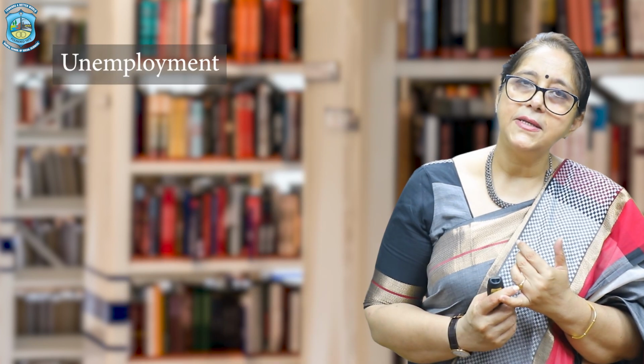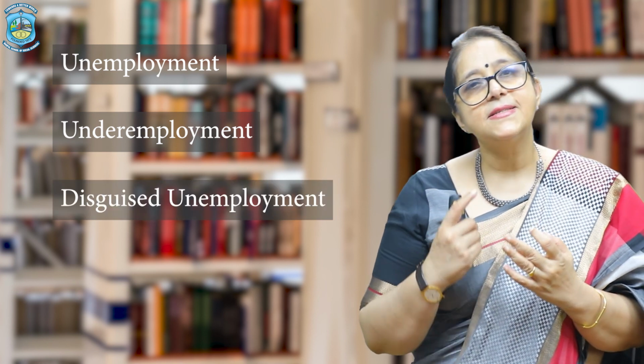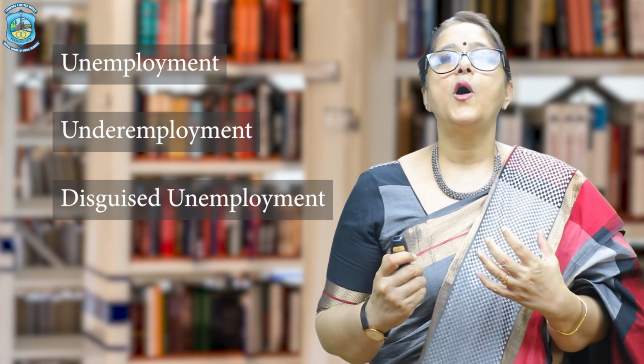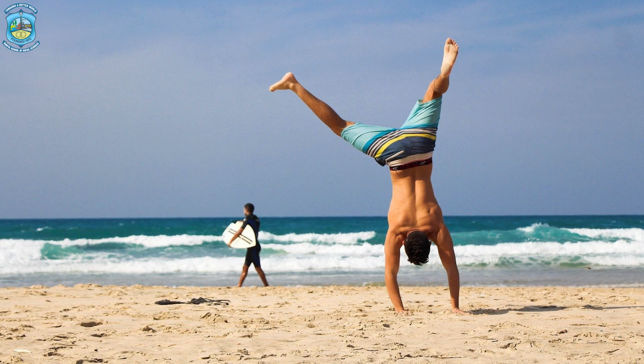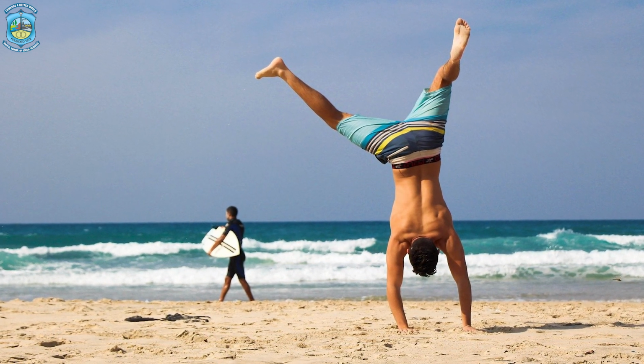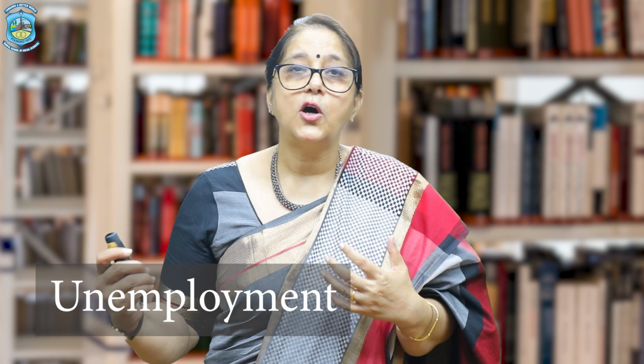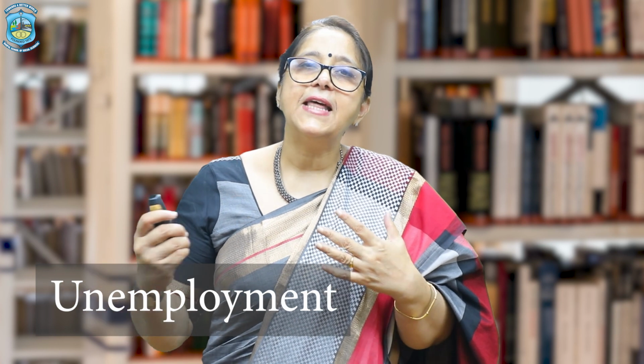Another very distinguishing feature of a developing nation is the existence of unemployment and disguised unemployment. So there are three terms we need to clearly understand in this context. The three terms are unemployment, underemployment, and disguised unemployment. Unemployment means when able-bodied people willing to work at the existing wage rate do not get employment opportunities. That is referred to as unemployment.